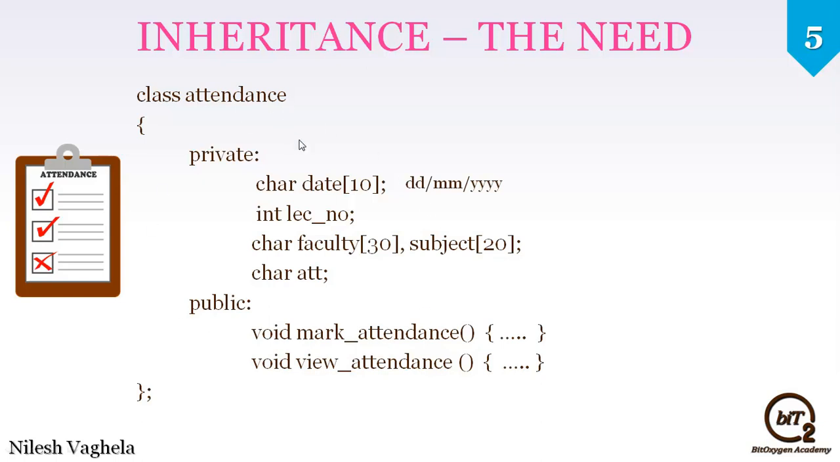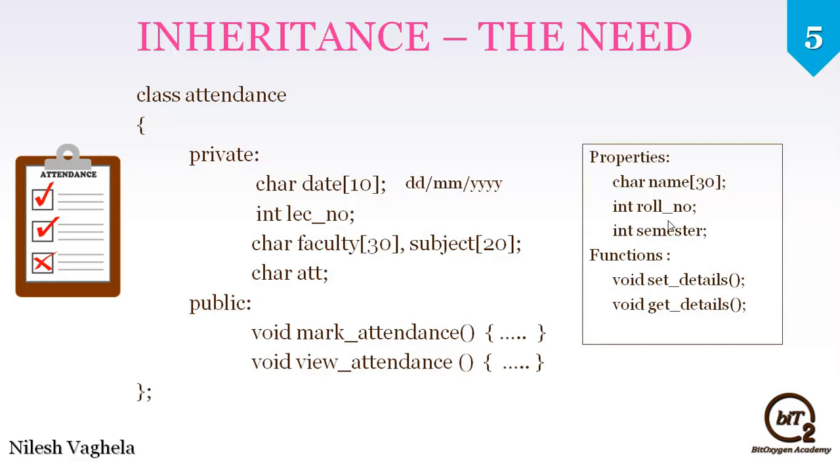The attendance class represents the date, lecture number, faculty, subject as well as attendance. But whose? Yes, the student data is missing over here. So we will have student's name, roll number, semester. We will initialize this and we need to get these details. But these properties and functions are in the student class. So now what to do?